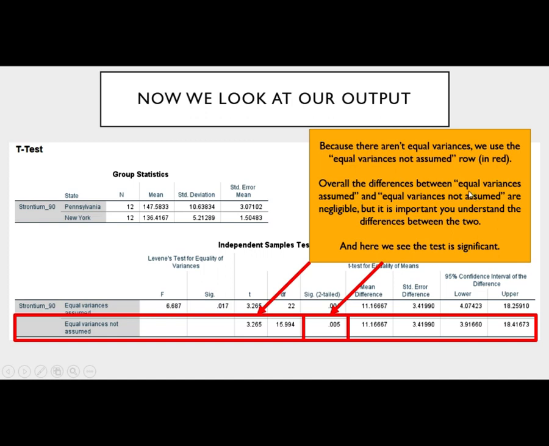Overall, the differences between equal variances assumed and equal variances not assumed are kind of negligible, but it's important for you to understand the differences between the two. And here we see that our test is significant. So now this is our t-value. It's the same for both. It's the degrees of freedom that get adjusted when the variances aren't assumed. And you would just do one decimal place, 16.0 if you want to round. For the degrees of freedom, you're going to do t is equal to, put the degrees of freedom in the parentheses, and the t is equal to 3.265. It is significant, and then here are our confidence intervals.